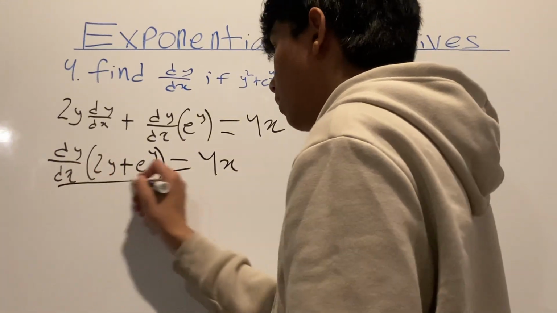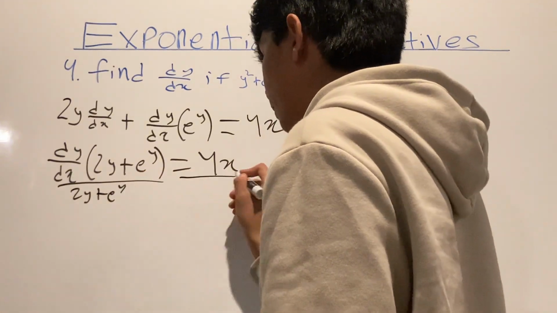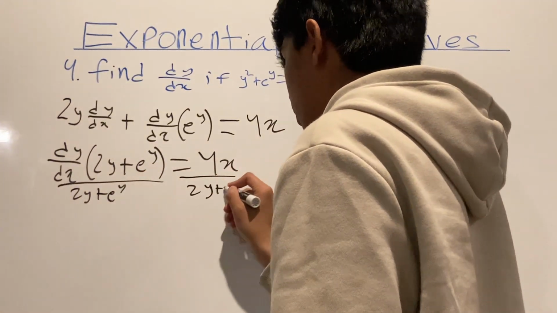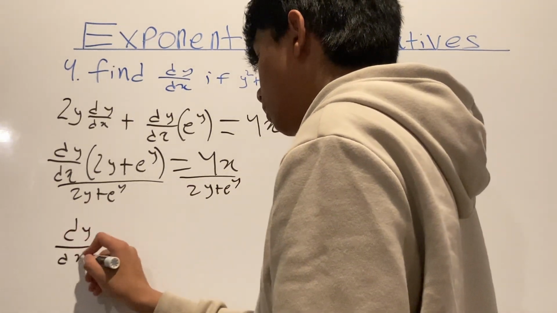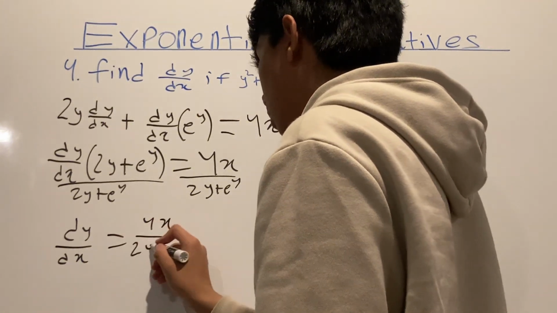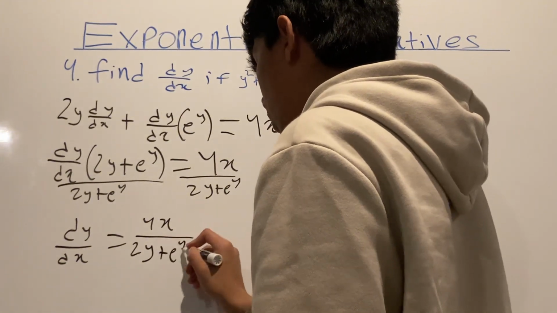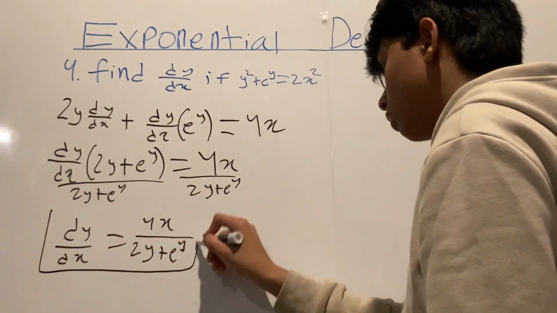Now if we just divide by 2y plus e to the y on both sides, we have our answer, which is 4x all divided by 2y plus e to the y. There you go. And that's the final answer.